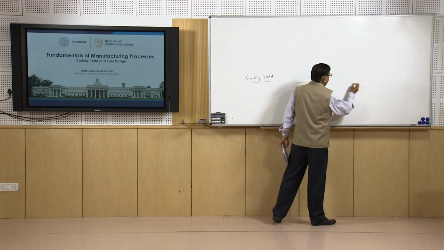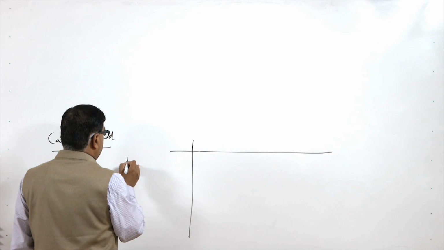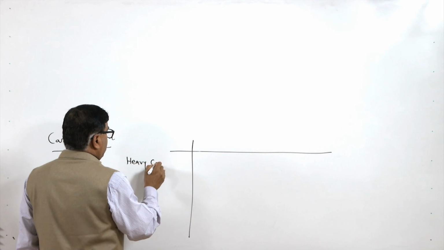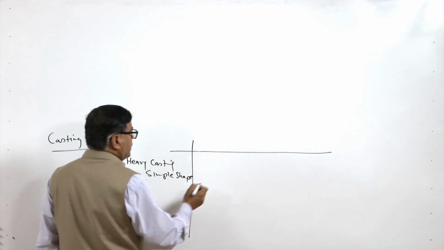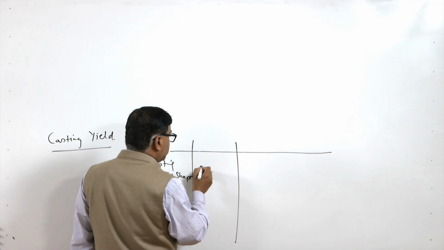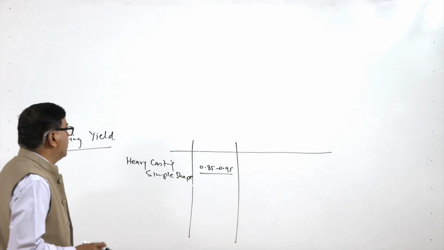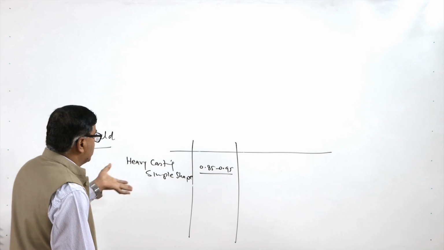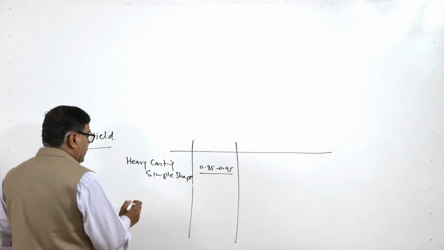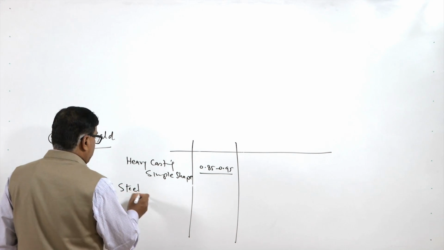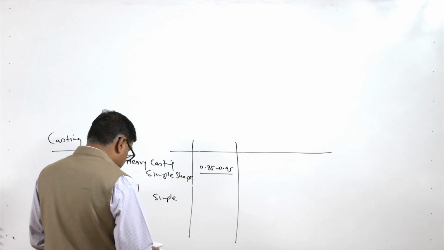So, we will be talking about some typical casting yield values for the different metal systems, like say for heavy castings of simple shapes. For such kind of castings the casting yield may be to the tune of 0.85 to 0.95. So, this is a high yield because the losses are very less, or you can say the mass of the molten metal being solidified in the riser and gating system is in the range of 0.05 to 0.15. Like in case of the steels, for the casting of simple shapes, the yield is quite high.